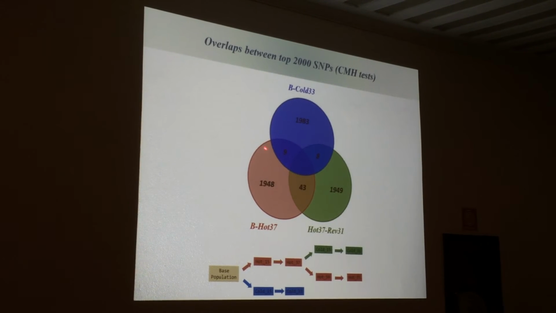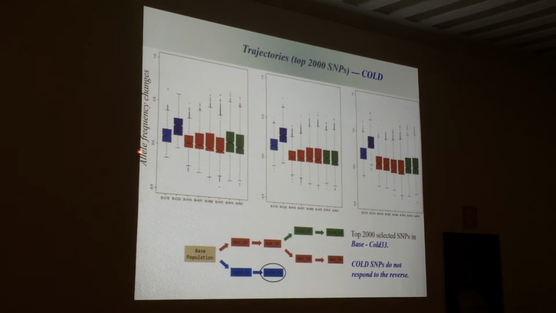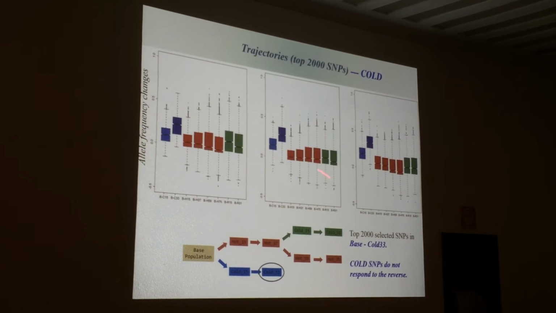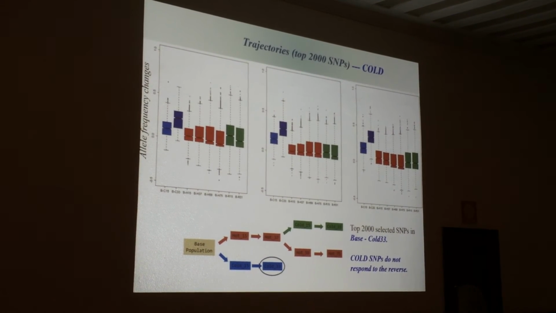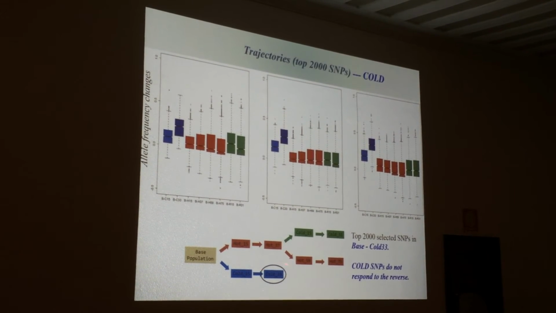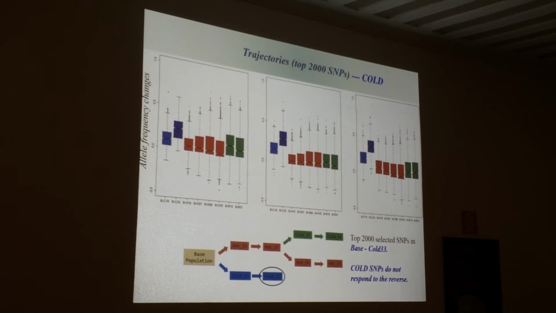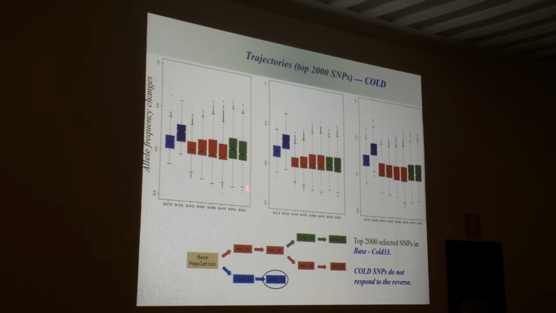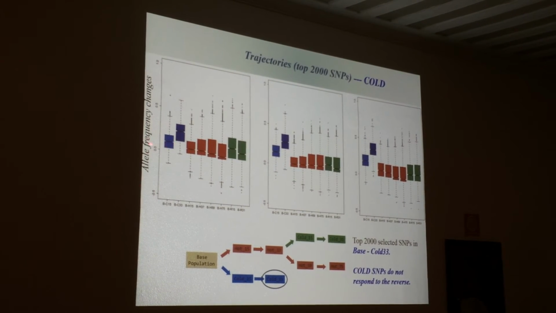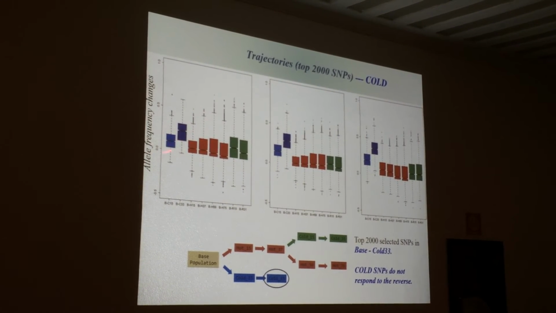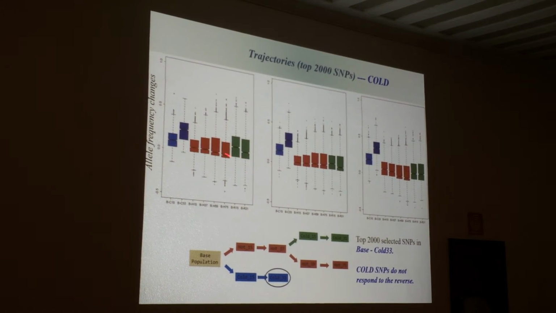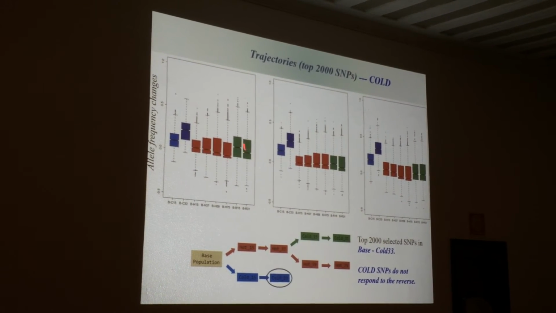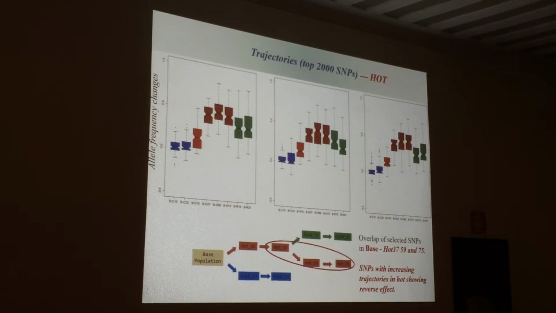So we then tried to look at these 2,000 selected SNPs, following their trajectories at the different time points of the experiment. For example, here we took the top 2,000 responding to the cold, selected from the base, and then tried to see what happened with them in the hot and in the reverse part. And we can see here they are responding only in the population selected for cold. They don't respond in the hot, and don't respond too much in the reverse. Something seems to be there, but it's not consistent across the different replicates.